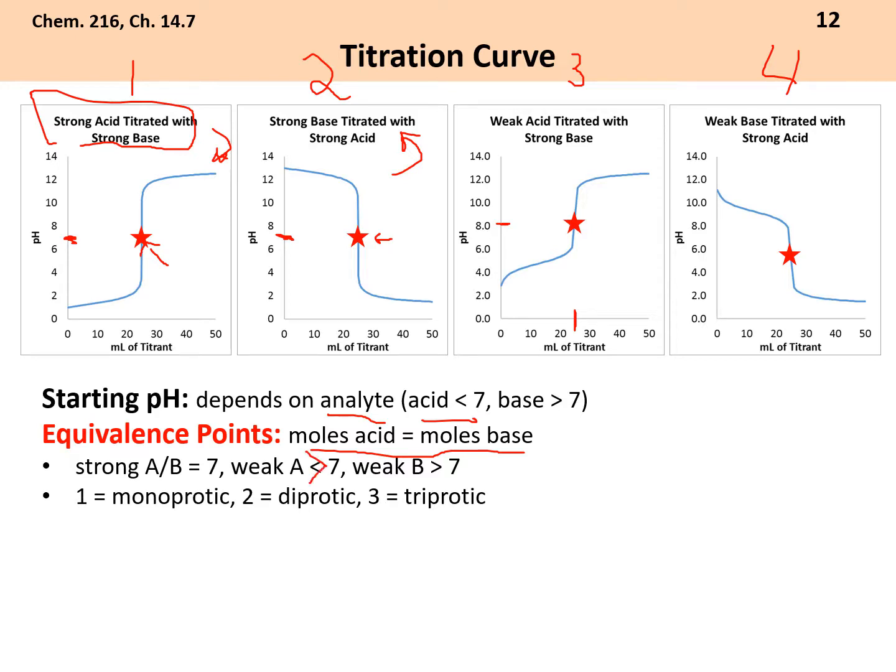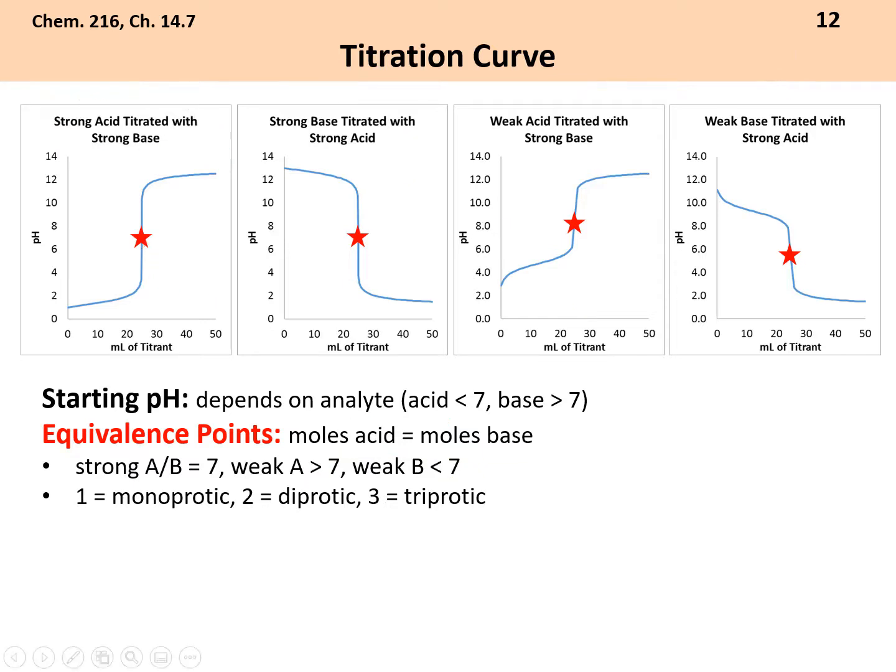Sorry, this should be greater than. This should be less than. Let's go ahead and correct this real quick. All right, there it's corrected. If you have a weak acid, your equivalence point is going to have a pH above 7. If it's a weak base, it's going to be less than 7. If you add something like a diprotic or triprotic, you'd have multiple equivalence points.